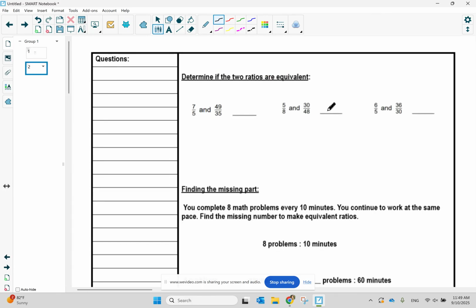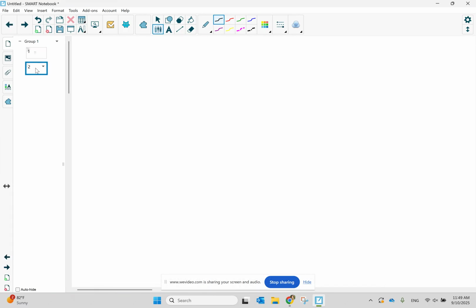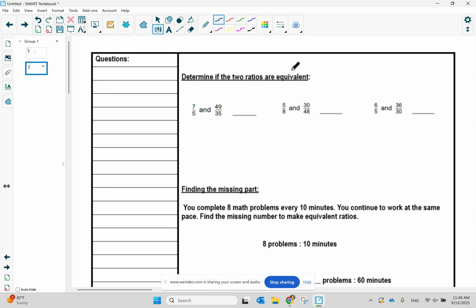Flip it over to the back. So on the front, we decided how to write equivalent ratios. On the back, you're going to be given ratios, and we're going to decide if they are equivalent or not. So if we can multiply those numbers by the same thing to get our second numbers. For example, to go from a 7 to a 49, I have to do times 7. So for it to be equivalent, that would mean 5 times 7 would have to equal 35, and it does. So yes, this one is equivalent.